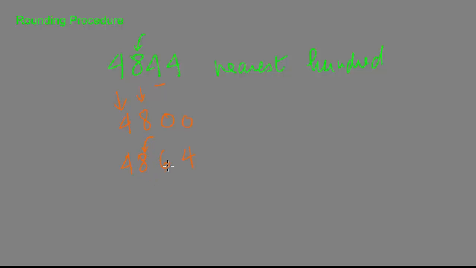I look at the next digit, which is a 6. It's greater than 5, so therefore I'm going to round this up to a 9, keep the 4, and anything after the 8 becomes 0. So we just rounded 4864 to the nearest 100, and that makes sense because 4864 is closer to 4900 than to 4800.